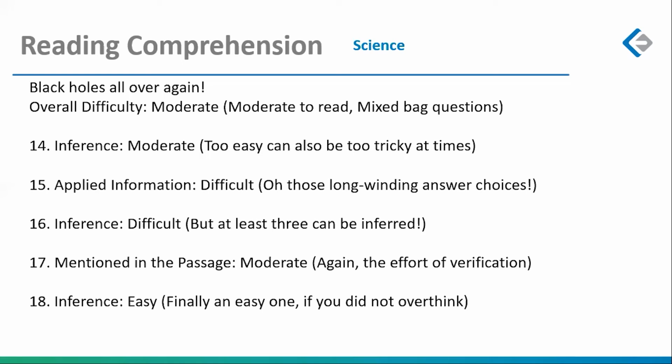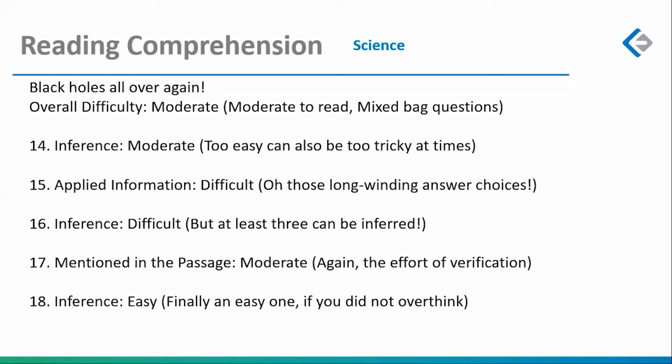This wasn't as tough as the previous one, but this wasn't as easy as passage number 2 either. As you can see, there are 2 difficult questions, 2 moderate questions, and 1 easy question. So on a usual day, in a passage like this, you expect to get maybe around 3 correct, best case 4 correct out of 5. But getting 5 out of 5 correct would be a massive challenge. Again, a lot of inferences as it should be. One applied information question, again difficult only because those answer choices are way too lengthy.